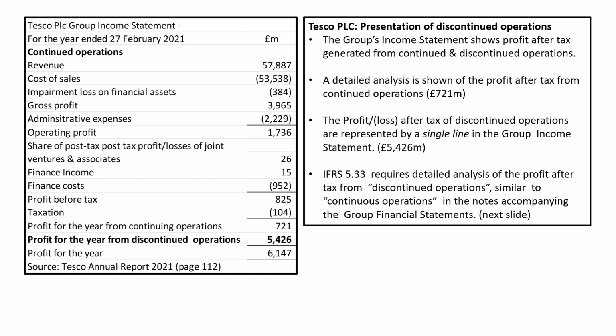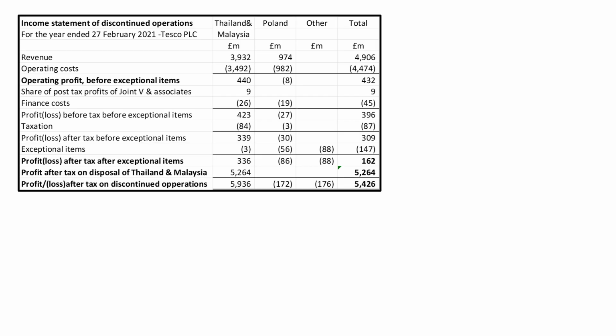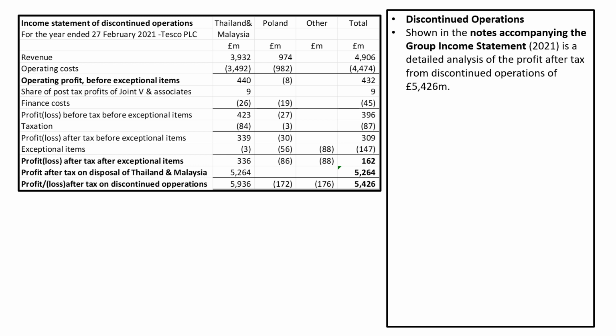IFRS 5.33 requires a detailed analysis of the profit after tax from discontinued operations, similar to continuing operations, to be shown in the notes accompanying the group financial statement. Shown in the notes accompanying the group income statement is a detailed analysis of the profit after tax of the discontinued operation of 5,426 million.